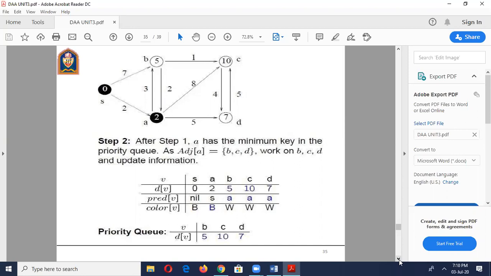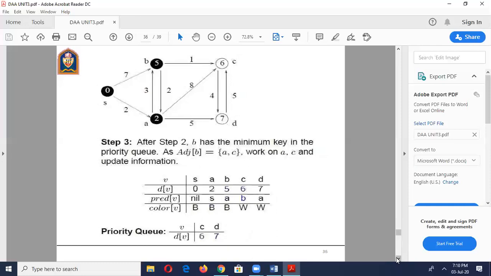So dV of source is 0, pre-order will be nil and color will be black. Again the pre-order for A will be S and the color will be black, and pre-order for B, C, D is A since it is adjacent for all those three, and the color will be white. So now in the priority queue we will write the white colors B, C, and D. Next slide, sir.